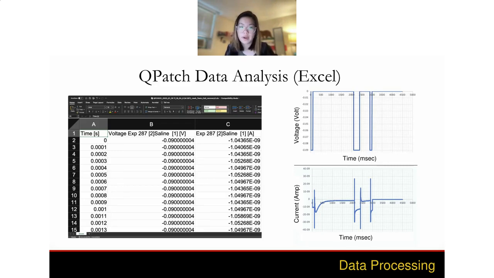These are the same graphs that we were able to see on the QPatch Compact screen as we were running the protocols themselves. It's the same protocol, and this is the same data file that we're able to directly use without any further manipulation of data. We don't need to start writing code. We don't need to run it through a software. We just open Excel and plot single sweep by single sweep. So this is what it looks like in Excel.